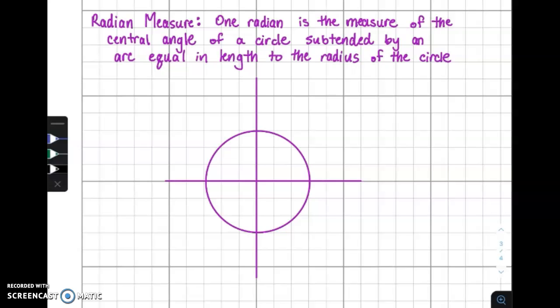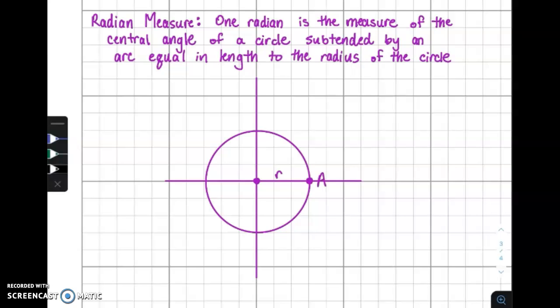Radian measure. 1 radian is the measure of the central angle of a circle, subtended by an arc equal in length to the radius of the circle. So we've got a circle with a center at 0, 0, and we've got a radius r, which is the length from the center of the circle to a point on the outside of the circle. So let's call that point A.